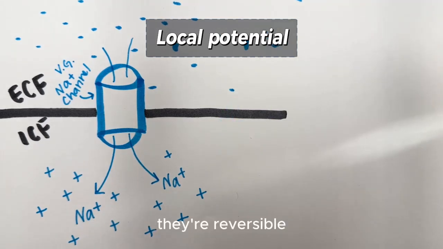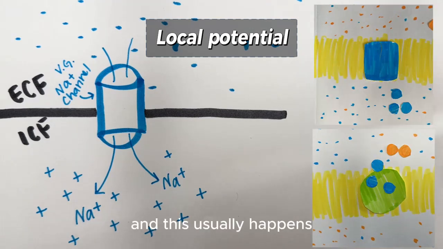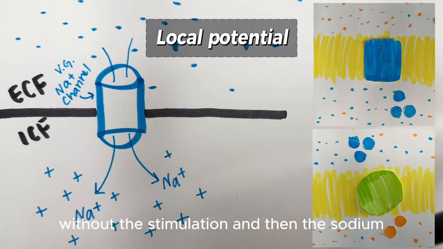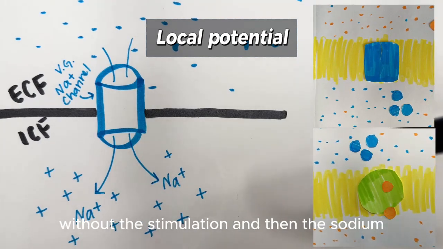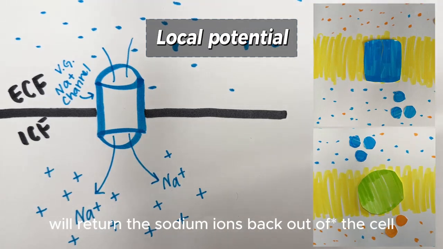They're reversible. If the stimulation stops, then the membrane will return to its resting membrane potential. And this usually happens because the sodium gates will close without the stimulation. And then the sodium-potassium pumps will return the sodium ions back out of the cell.